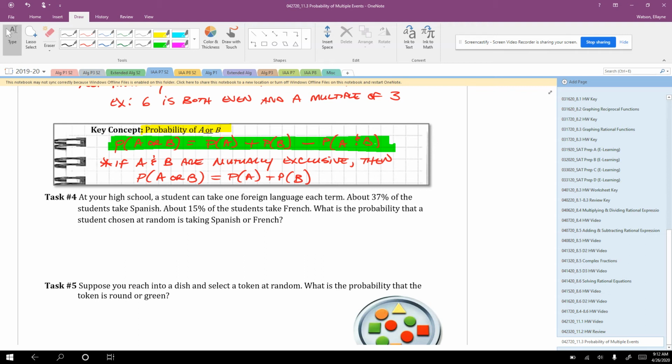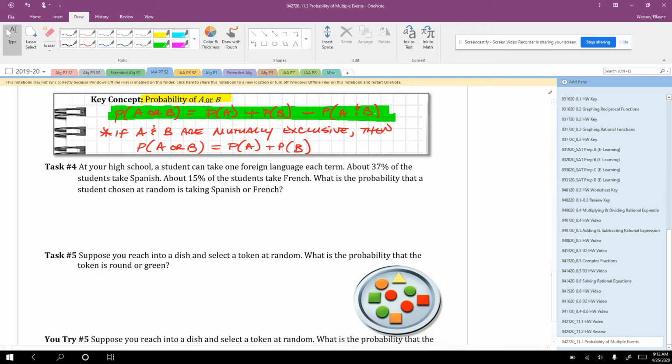Okay? So let's look at a couple examples. At your high school, a student can take one foreign language each term. Not necessarily true at OP, but let's pretend it is. About 37% of the students take Spanish. About 15% of the students take French. What is the probability that a student chosen at random is taking Spanish or French?